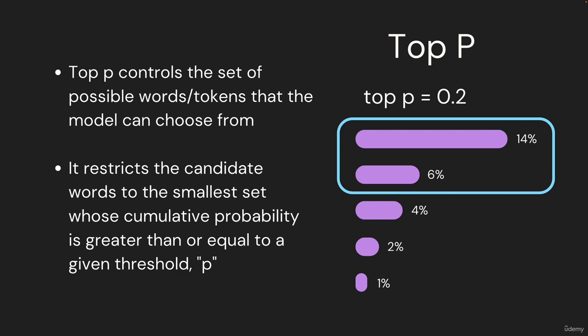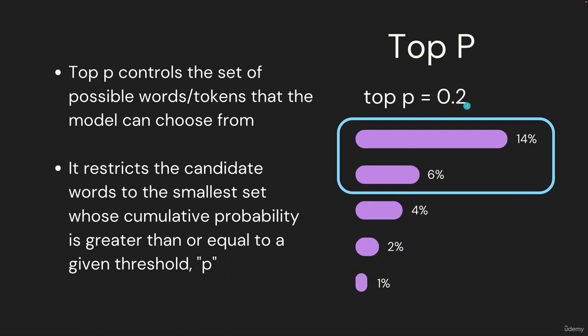And the way that it works is when we set this top P, let's say to be 0.2, we're restricting the candidate words, technically tokens, but we'll call them words, to the smallest set whose cumulative probability is greater than or equal to this given threshold called P, meaning that we're shrinking the window down or expanding the window of possible choices. It's not changing the probabilities themselves, they're still the same, but we're basically throwing out, in this case, this token and this token and this token.